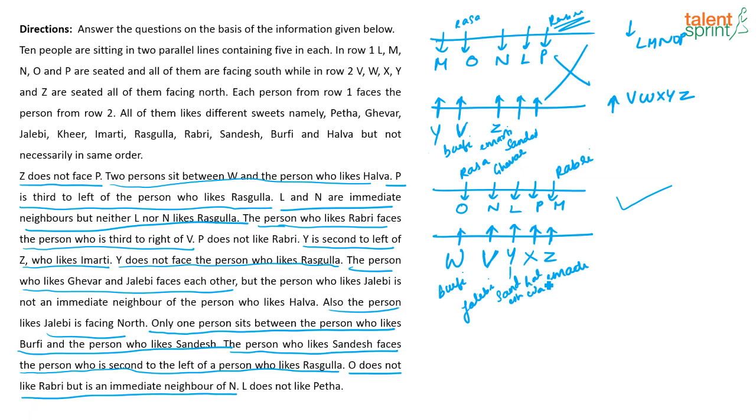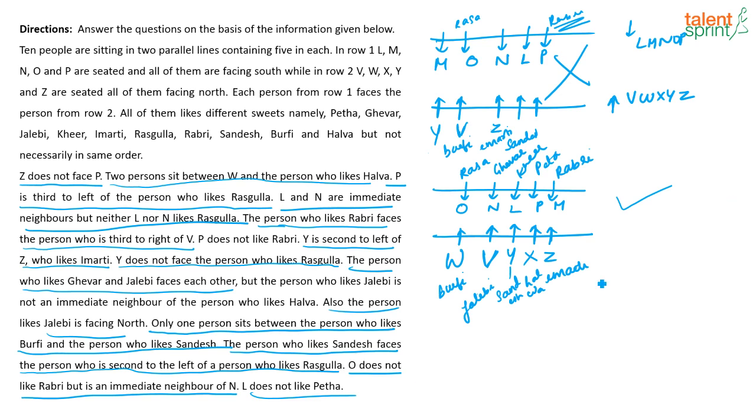So if this is also fixed, then next L does not like peta. So P has to like peta. So L will like kheer. So this will be your final arrangement here. Okay, W barfi, V jalebi, Y sandesh, X halwa and Z imarti, O rasagulla, N gaver, L kheer, P peta and M rabri. So Nageshwar and Shweta have given me the correct arrangement. Very good. So this is the answer.